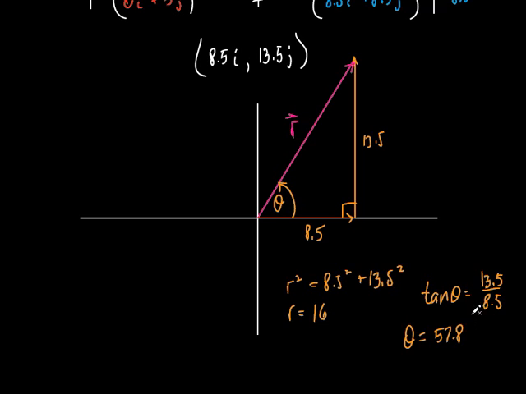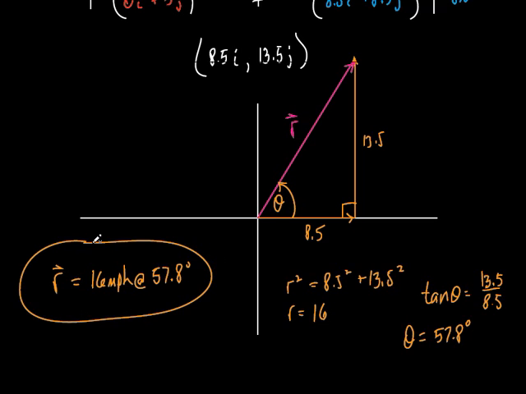Oops, not squared. What am I doing? Degrees. You could write it several different ways. This is how I would write it. I would say the resultant vector is 16. This is miles per hour, right? Because that's how fast they're walking. At 57.8 degrees. You might write it a little bit different, but it's basically that, okay? Doesn't have to be exactly the way I wrote it, but that's kind of how I like to do it. So the resultant vector is 16 miles per hour at 57.8 degrees.